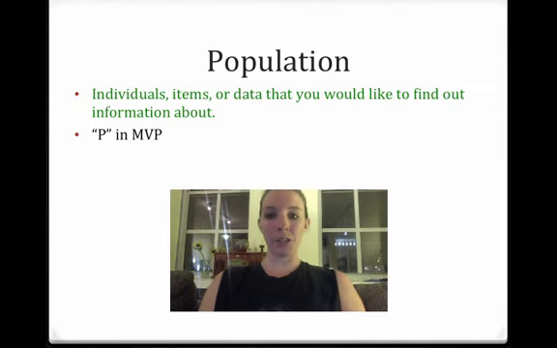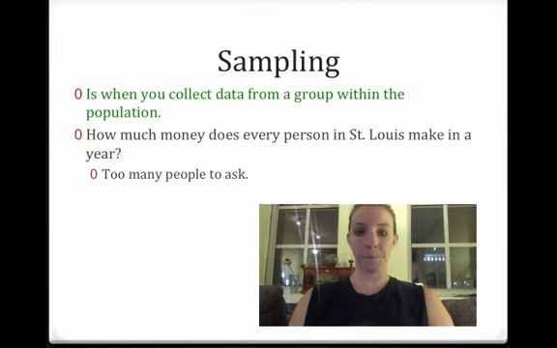All right, so population, again, population goes on the left side of your Cornell notes and the green part goes on the right. A population is individuals, items, or data that you would like to find out information about, okay? So basically, it's something that you want to learn a little bit more about. That P, that population, is the P in MVP. So measurable, variety, and population, this is where that P is coming in. I told you that we would revisit the statistical questions a little bit later. Well, this is when we're doing that. So we're learning about the P part of our statistical questions, the population.